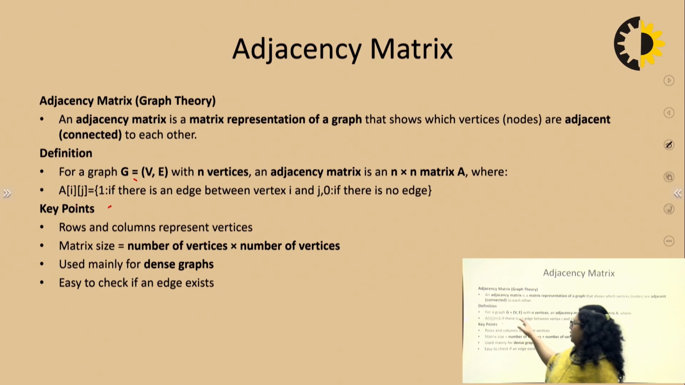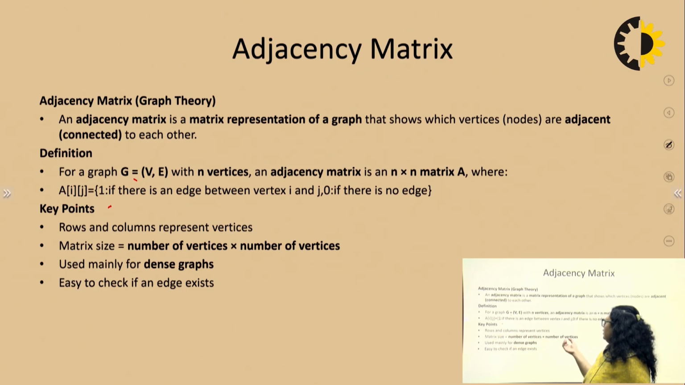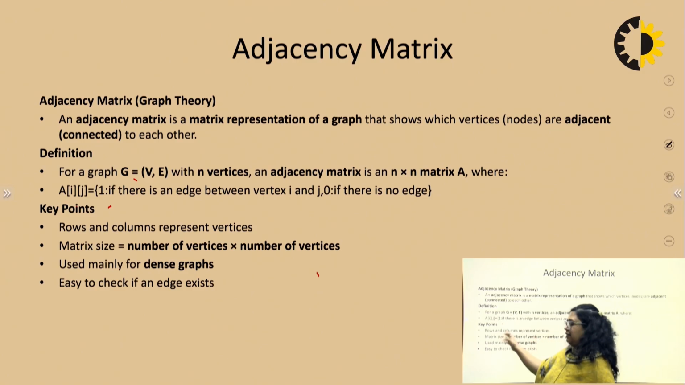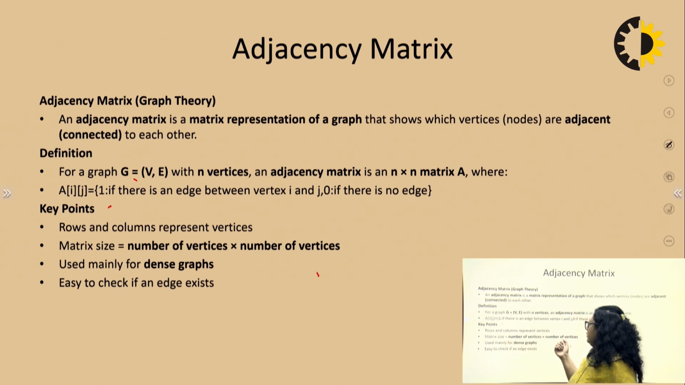So the key points for adjacency matrix: rows and columns represent vertices. The matrix size is calculated as number of vertices times number of vertices, so n squared is basically the matrix size. It is used for dense graphs, and adjacency matrix makes it easy to check whether an edge exists or not.